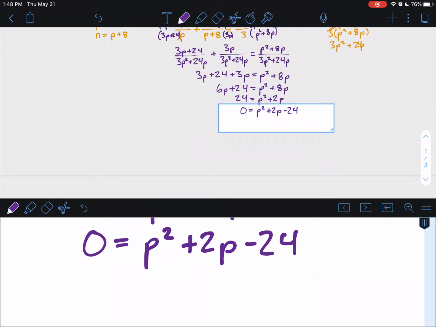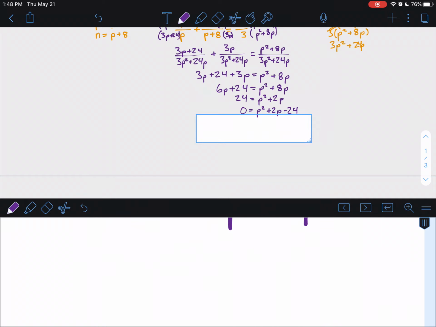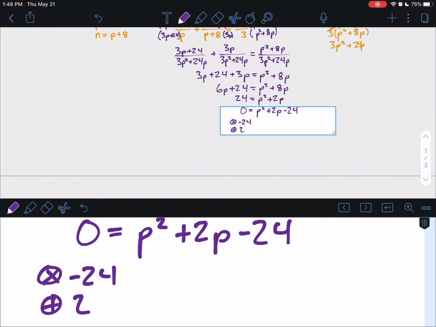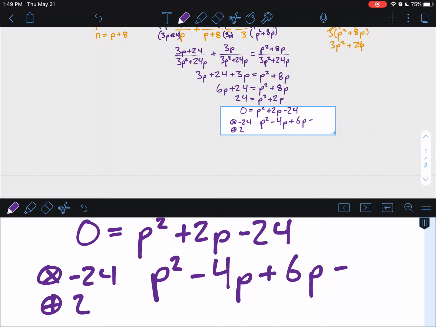Now I need to factor this quadratic. So I need to find two numbers that are going to multiply to be negative 24. They're going to add to be 2. So two numbers that multiply to be negative 24, but add to be 2, are going to be negative 4 and 6. So P squared minus 4P plus 6P minus 24. I'm going to group.